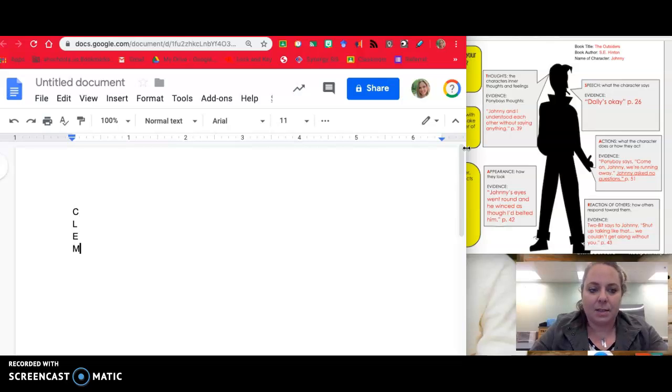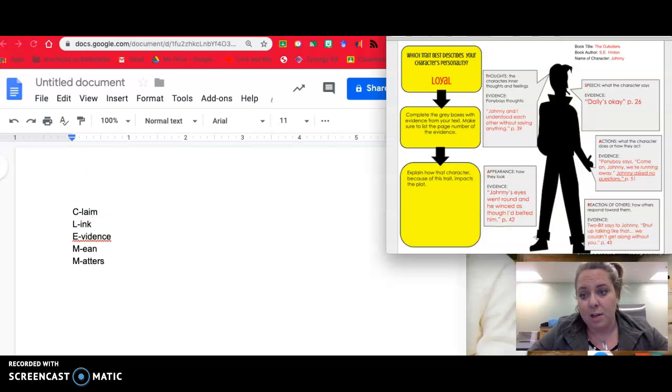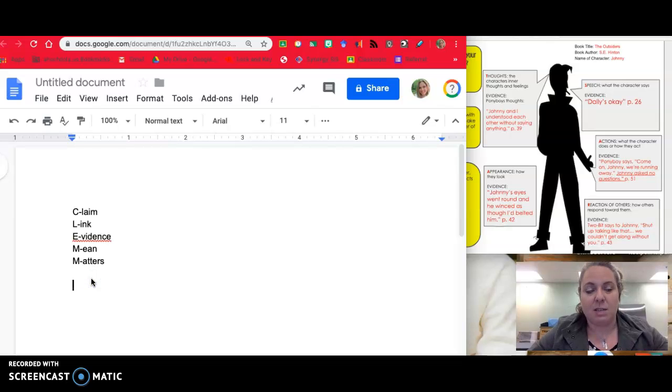I'm going to think about CLEMM. CLEMM has 5 parts. We have our claim statement, we have our link, and then the link goes to the evidence. We explain what the evidence means, and we explain why it matters. I'm going to start my paragraph with my claim statement, and I know that I need to prove that Johnny is loyal. That's my main claim, but I'm going to add some detail to it to make it super clear.